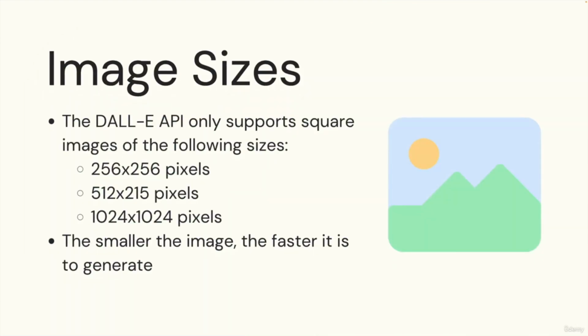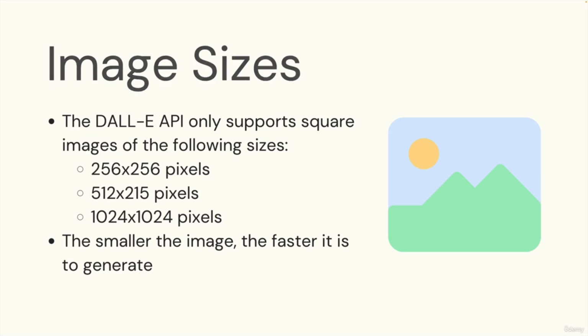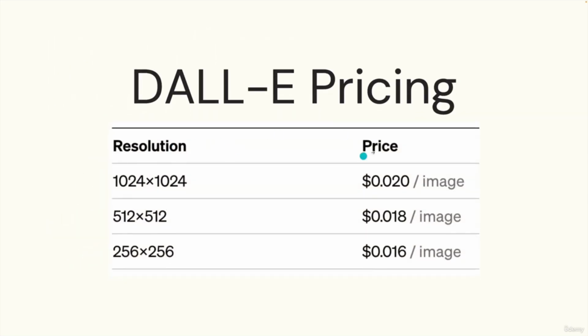So we have 3 different sizes that we can generate. All are squares. Only square images. We can do a 256 by 256, 512 by 512, or 1024 by 1024. Now, the smaller images are faster to generate, especially if you're generating multiple, and they're also cheaper. As of today, March 27, 2023, pricing looks like this. The cheapest image to generate is the smallest at 256 by 256, $0.016 per image, up to $0.02, aka 2 cents per image for a 1024 by 1024 resolution.